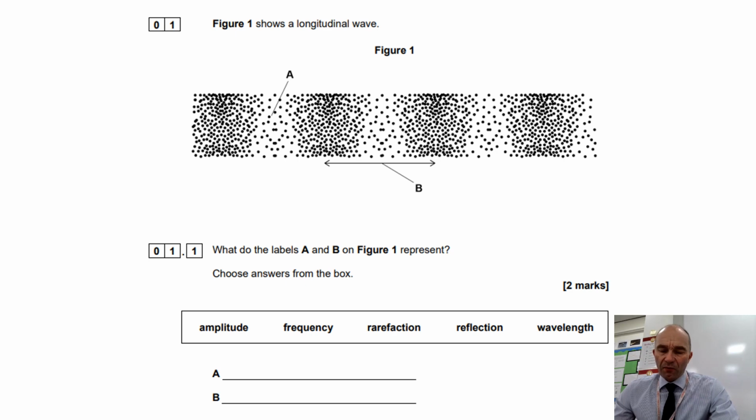If you look at A, this is where the particles are spread out. We call that rarefaction. Then the second part is B. It's a point between two waves. In this case, it's the same point, or the corresponding point on the next wave along. That is the wavelength. It is well worth revising both your longitudinal wave and your transverse wave and making sure that you can label them. These questions come up all the time.